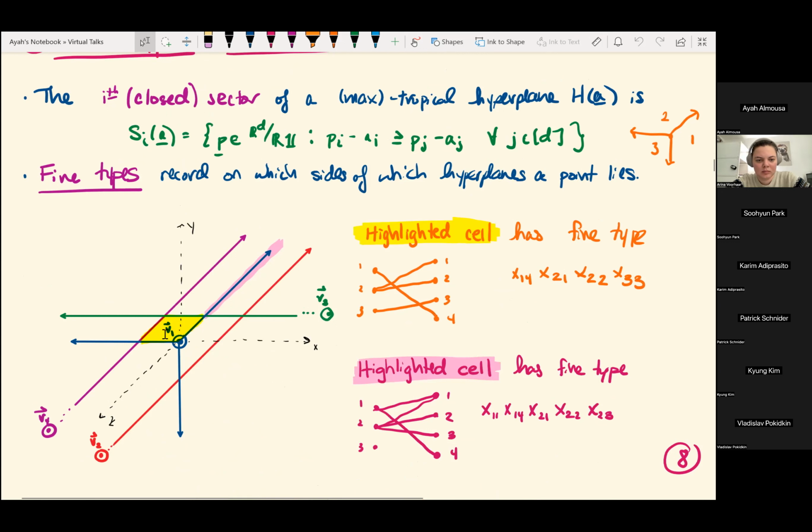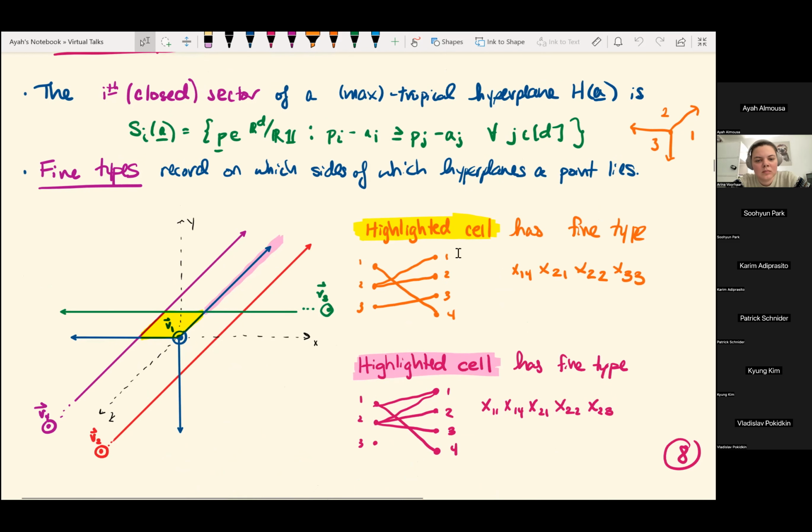Okay, so for instance, this yellow cell has this fine type. So I'm recording, again, the right side is the hyperplanes, and I'm recording which sector of which hyperplane I'm in. So V1 is in, so here I have a little compass for you. Hyperplane 1 is the blue one, so we're on sector 2 of hyperplane 1. For hyperplane 2, we're in sector 2. For hyperplane 3, we're in sector 3. Hyperplane 3, sector 3, we're under here. And hyperplane 4, we're in sector 1.